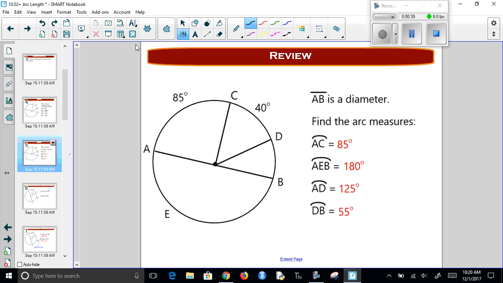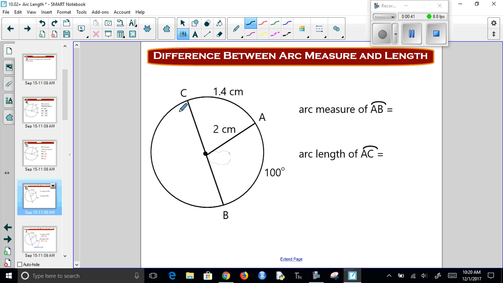Now, if we have arc length, what we're doing is measuring with a ruler from here to here. So the measure from A to C is 1.4 centimeters. Now, the arc measure out here is 100 degrees. Those are measuring two different things. If I said the arc measure of AB, that's 100 degrees. If I say the arc length of AC, that's 1.4 centimeters.